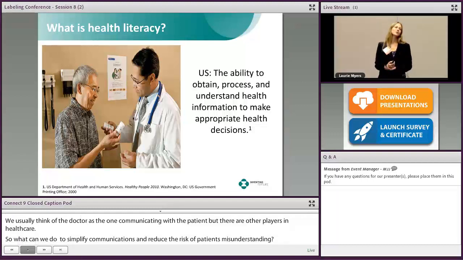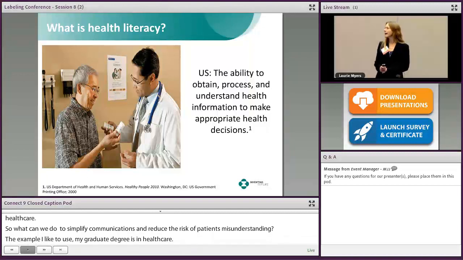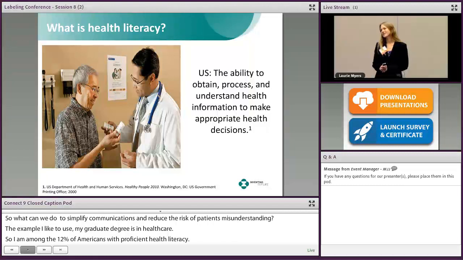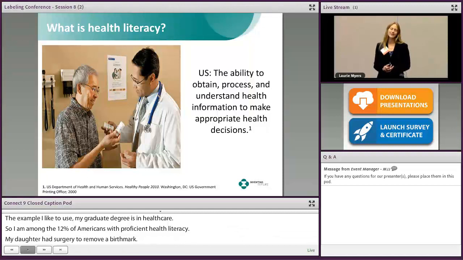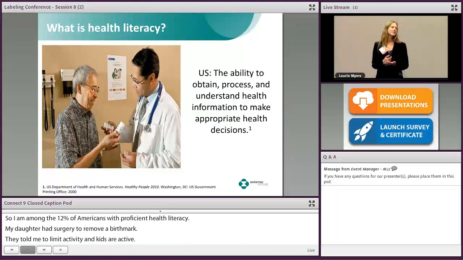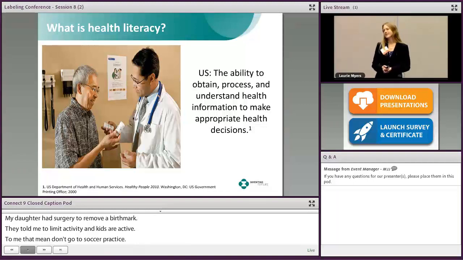The example I always like to use, and Lena could say it, she's heard it probably a dozen times, but my graduate degree is in healthcare. And so I'm among the 12% of Americans with proficient health literacy. Yet my daughter had surgery to remove a birthmark on her leg. And they told me to limit her activity. My kids are active. They play travel sports. So to me, that meant don't go to travel soccer practice. That didn't mean sit on the sofa, put your leg up, and rest for 3 days.